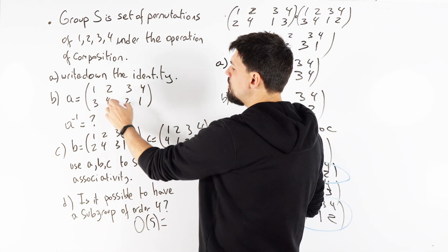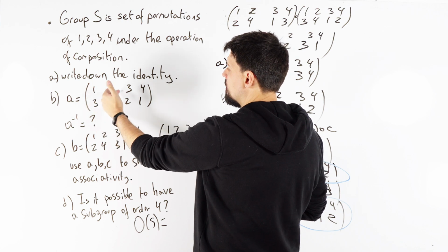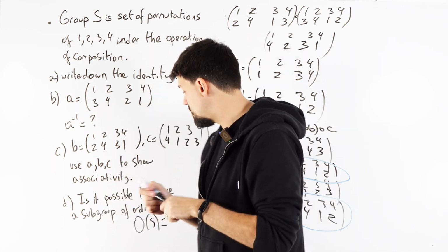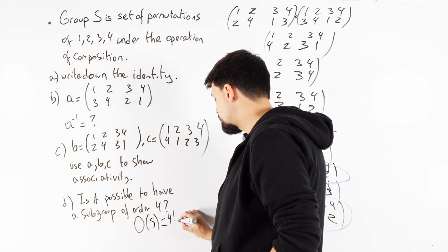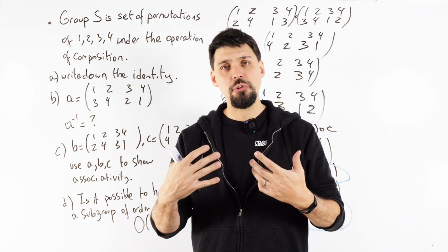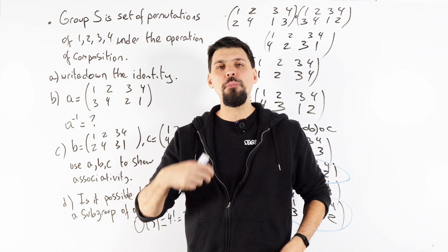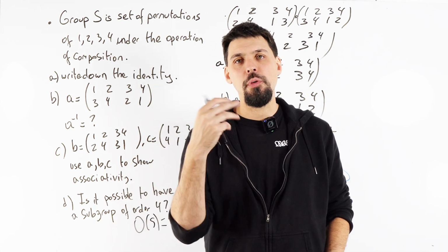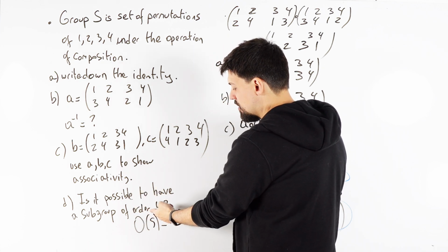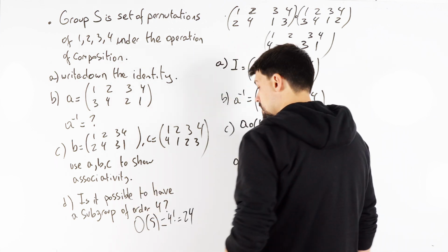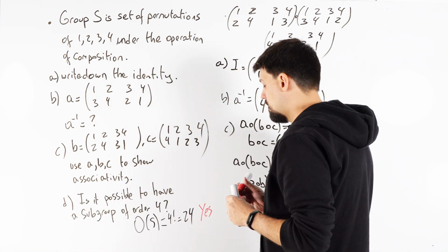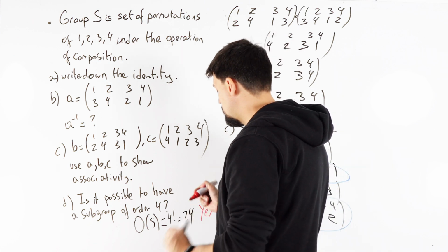Well, we want to look at how many permutations of the numbers 1, 2, 3, 4. Well, we know this. How many ways can you order 4 elements? It is 4 factorial, which is 24. And one of the main rules for subgroups is the order of the subgroup has to divide the order of the parent group. Now, so is it possible to have a subgroup of order 4? The answer is, my young friends, yes, as 4 divides 24.